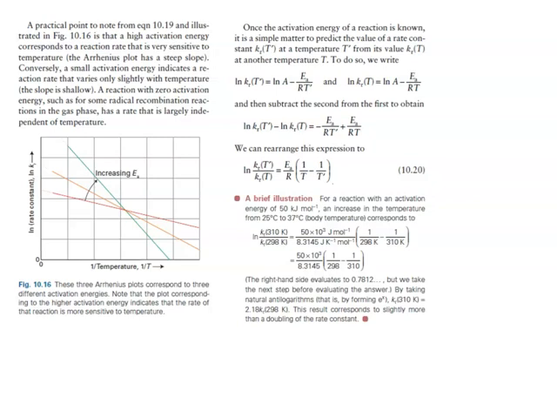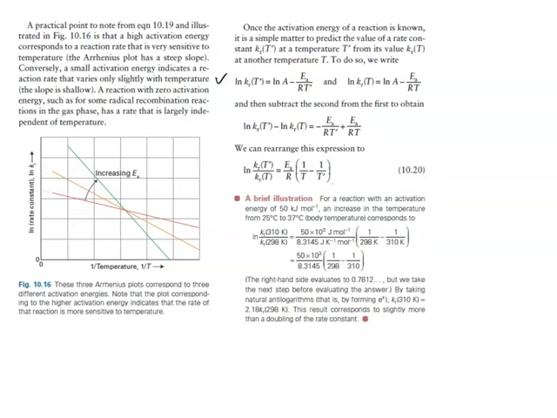Now, once the activation energy of a reaction is known, it is a simple matter to predict the value of a rate constant, k, at temperature T prime, from its value, k, at another temperature T. To do so, we can write the following, where the natural log of the reaction rate at temperature T prime equals the natural log of A minus the activation energy over R over T prime.